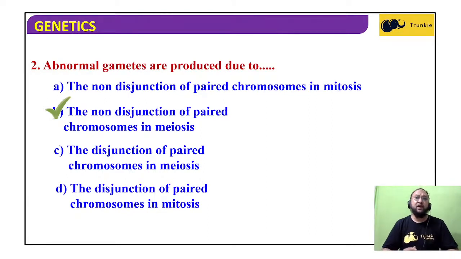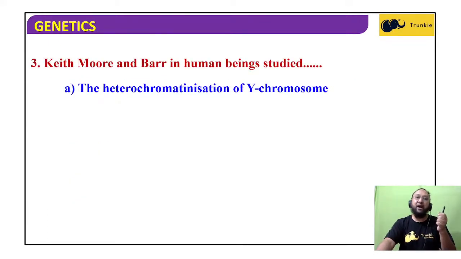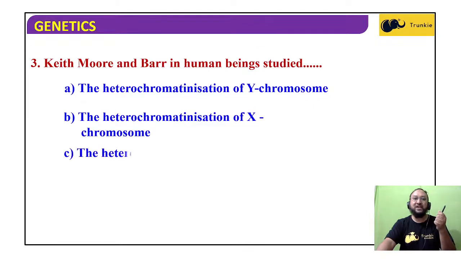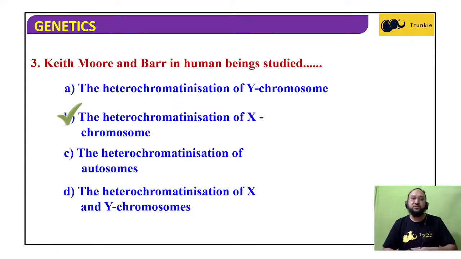So this is the non-disjunction of paired chromosomes in meiosis. Okay, so this will be correct. Now, Keith Moore and Barr in human beings studied the heterochromatization of what? Y chromosomes, autosomes, or X and Y chromosomes? They studied the heterochromatization of the X chromosome only. They were the scientists who first studied the heterochromatization of the X chromosome.